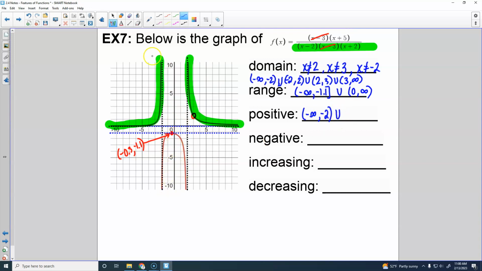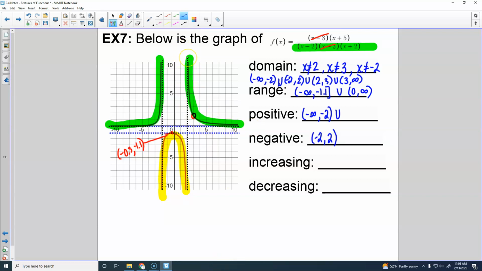And then I'm going to skip down. I'm negative. Oh, let's switch a different color. My graph is negative for this section. That's the part between negative 2 and positive 2. So I'm going to put negative 2, positive 2 here. Because those are vertical asymptotes, I'm using parentheses for these. And then it looks like I'm positive the rest of the time.